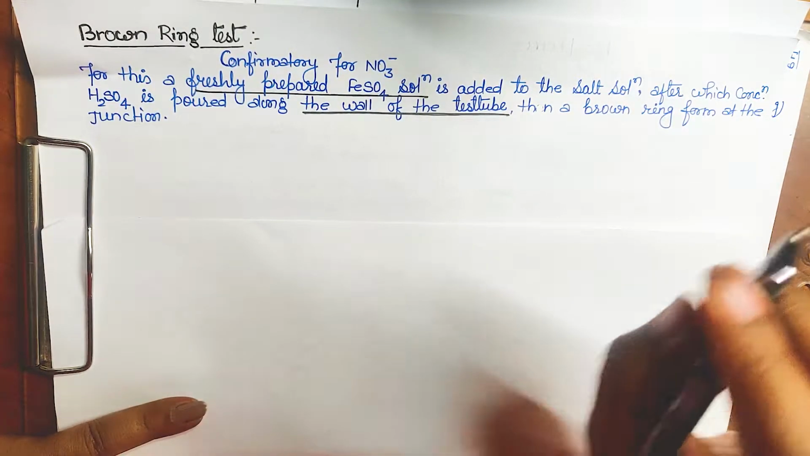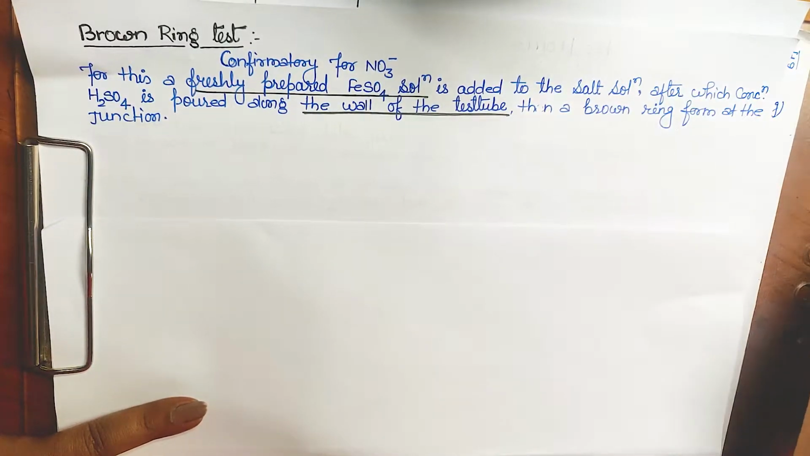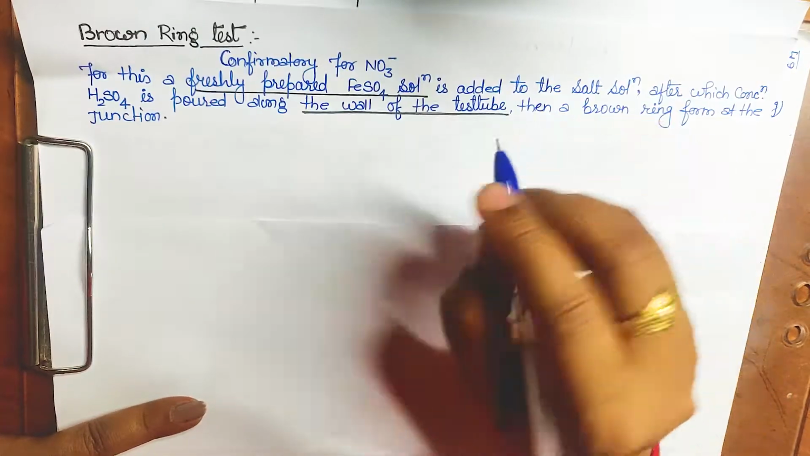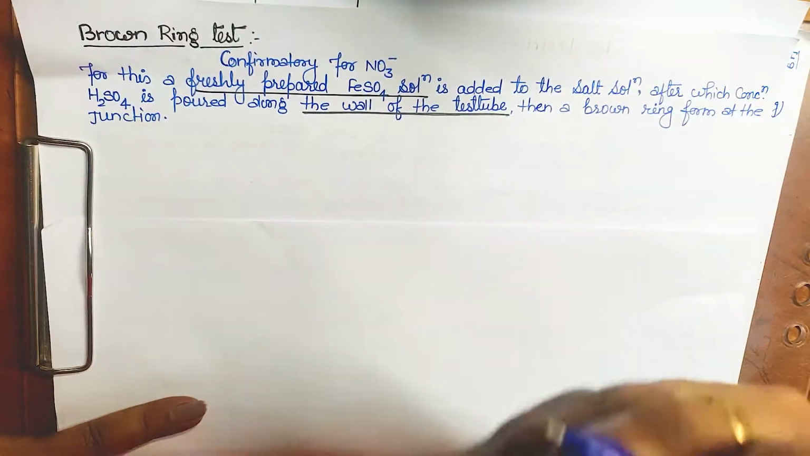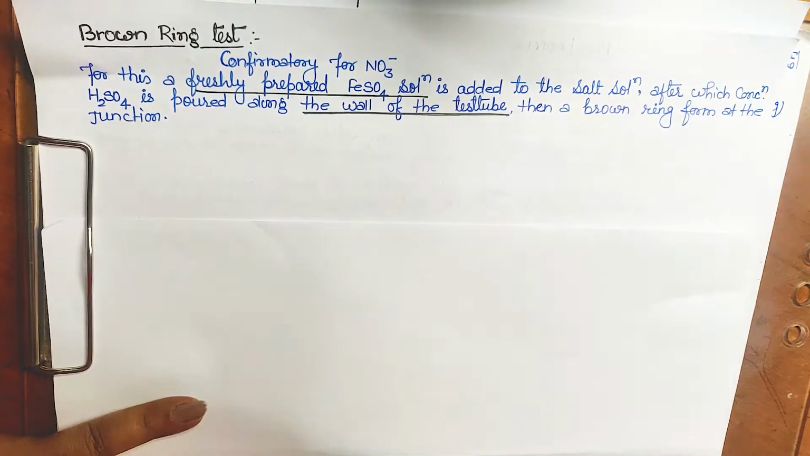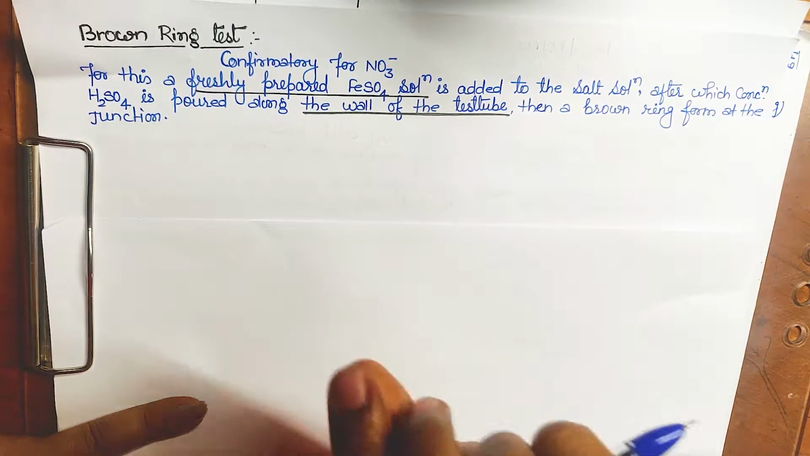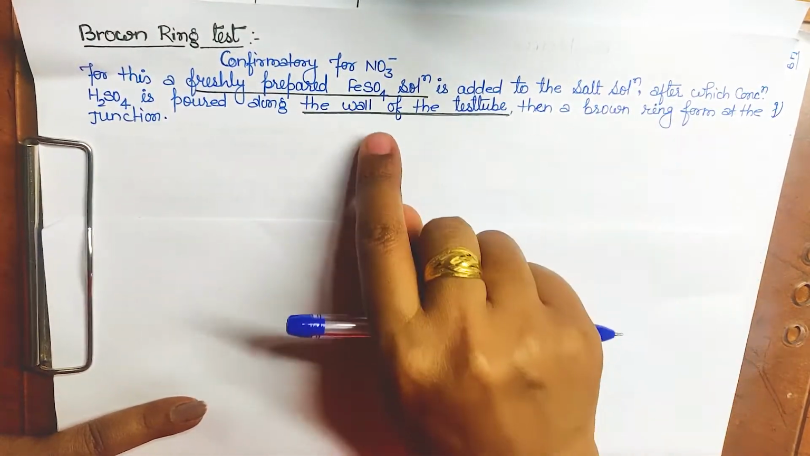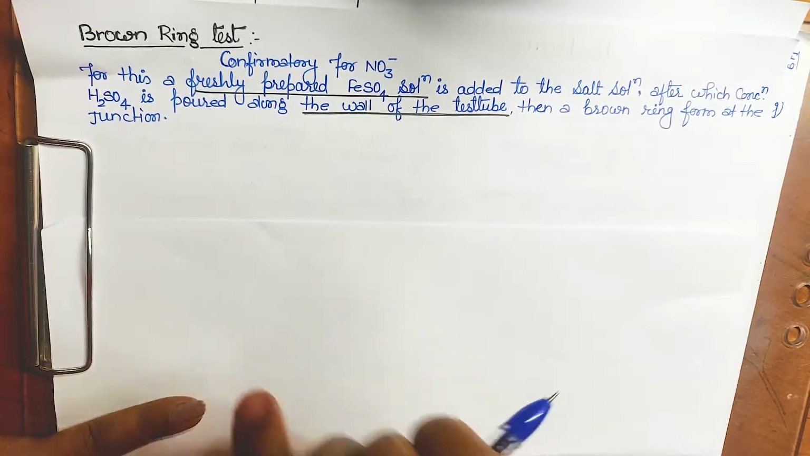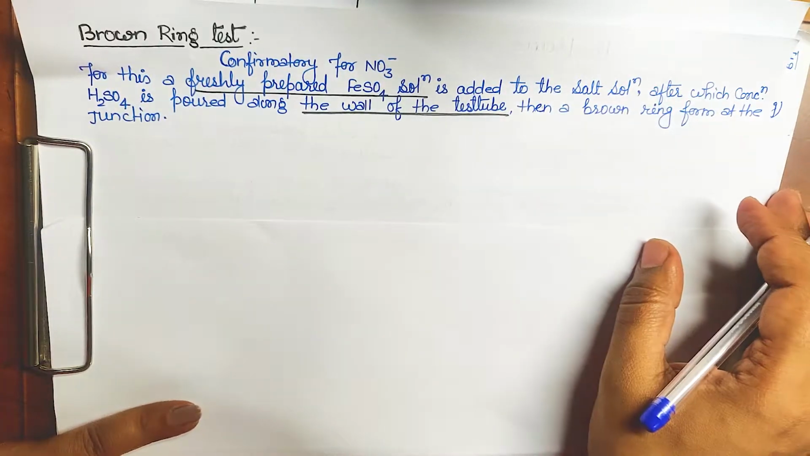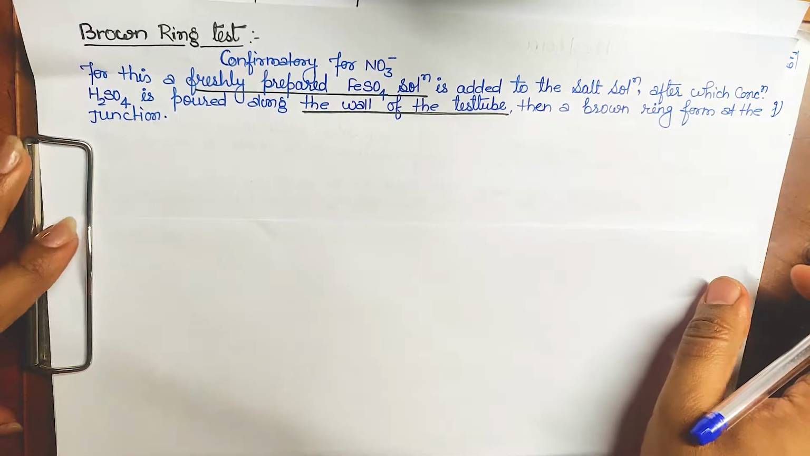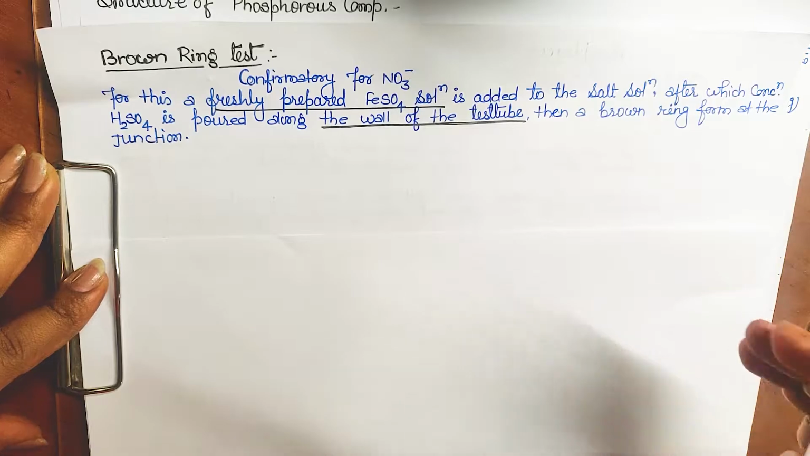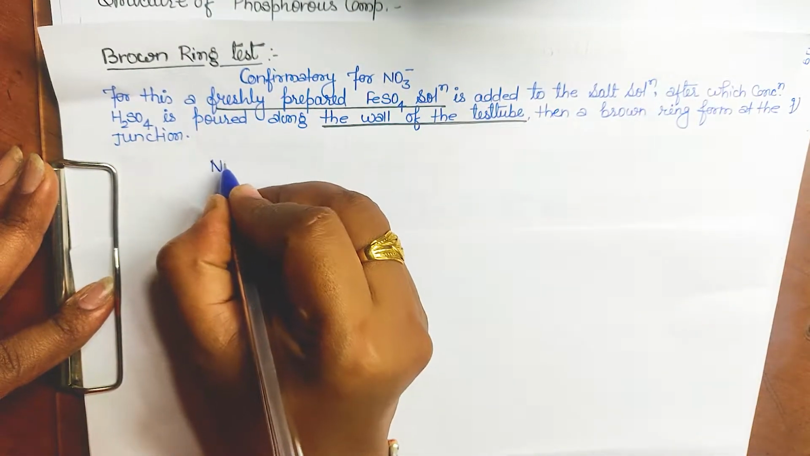To stop this brown ring from being mixed, we pour the H2SO4 through the wall of the test tube, then a brown ring is formed at the junction. A junction will form. So what is the reaction? It is important with this reaction, as well as a very important question in viva.